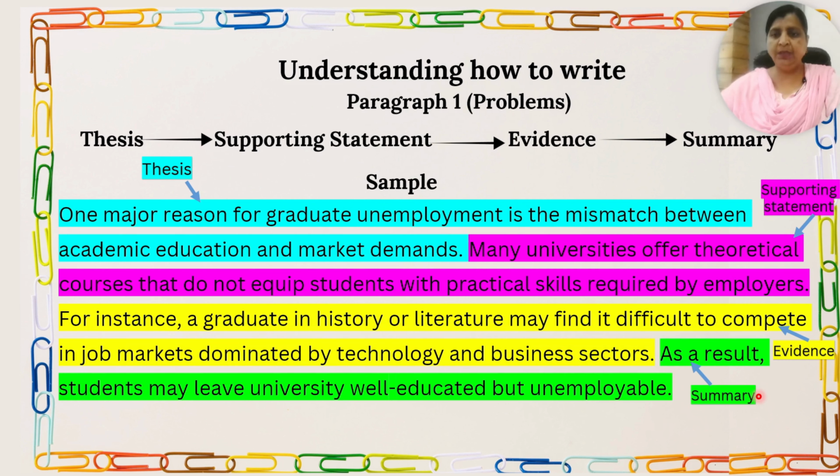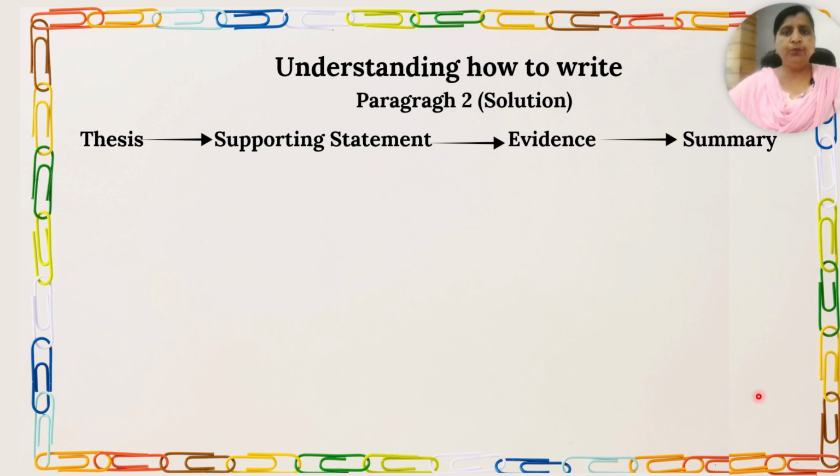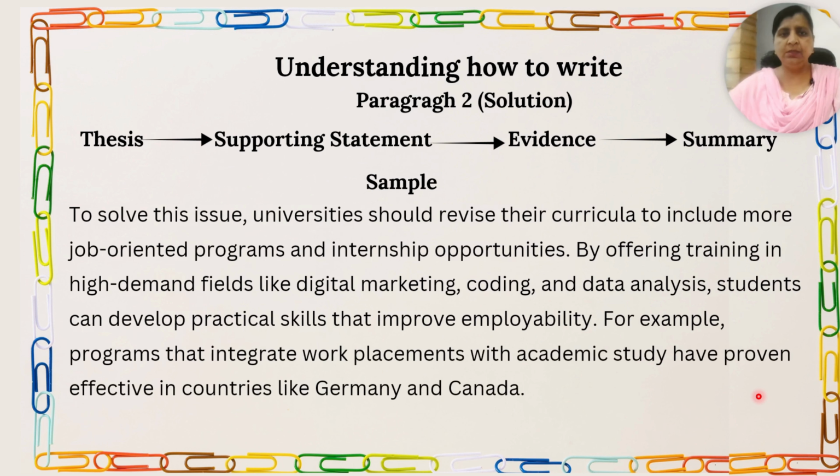As a result, the summary starts with as a result. Students may leave university well educated but unemployable. Okay. In paragraph 2, I shall be presenting the solution. The structure will be the same: thesis, supporting statement, evidence and summary.